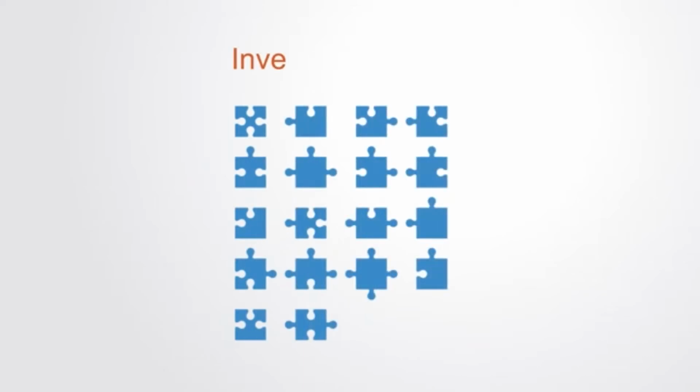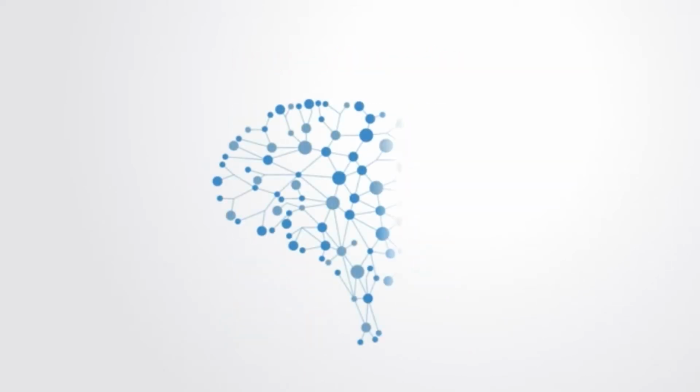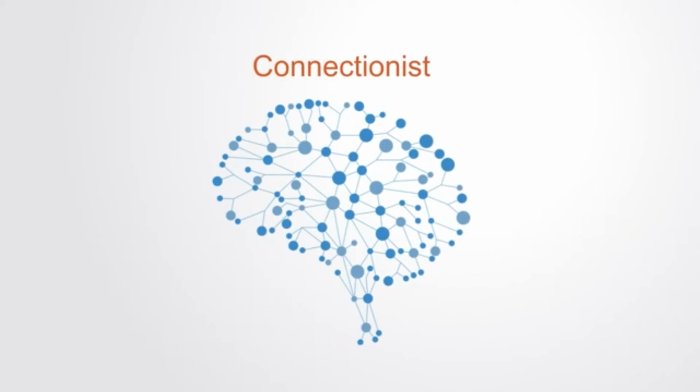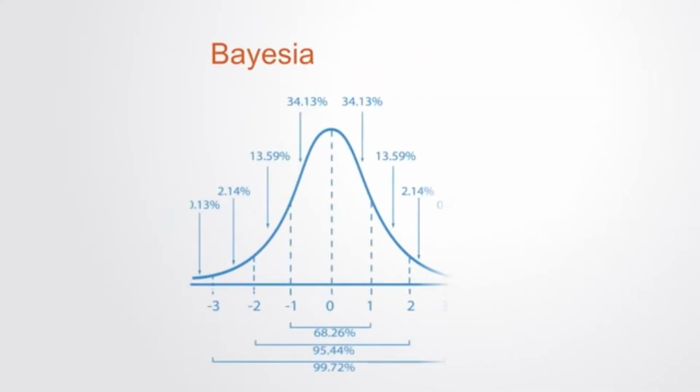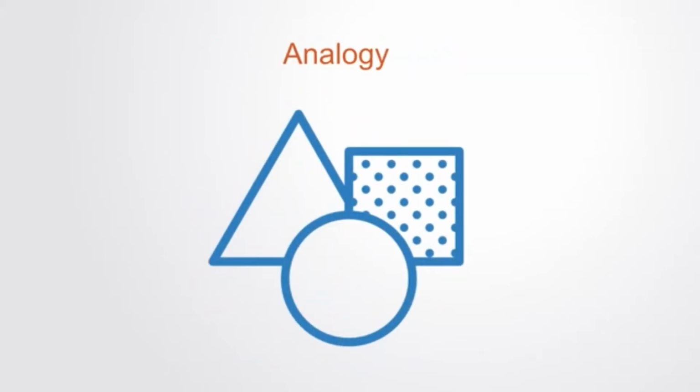First is filling in gaps in existing knowledge through inverse deduction. Secondly, mimicking the human brain, which is associated with the Connectionist neural network approach. Thirdly, evolutionary selection, which is associated with techniques that enable the computer to simulate evolution. Fourth is reducing uncertainties through statistics and Bayesian inference. And lastly, making contrasts between old and new sets of information through the use of analogy.